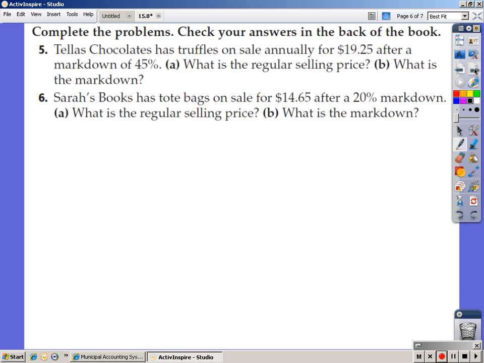Let's go ahead. I want you guys to try 5 and 6 real fast. Shouldn't take you too long if you use my method. And press pause while you're doing so, and play when you're ready.